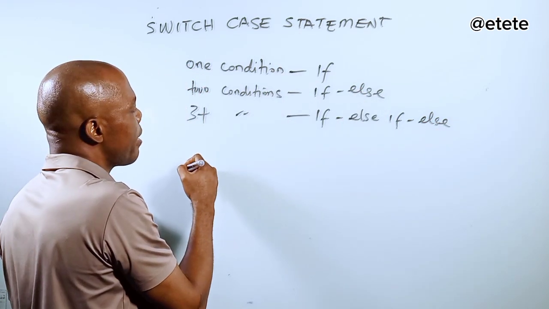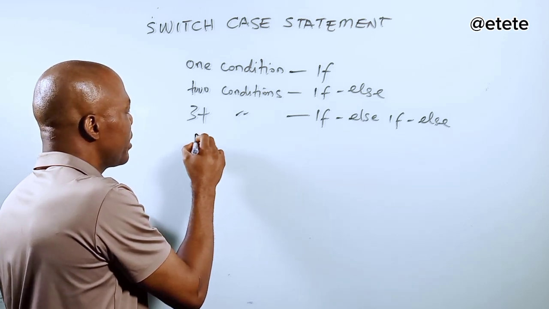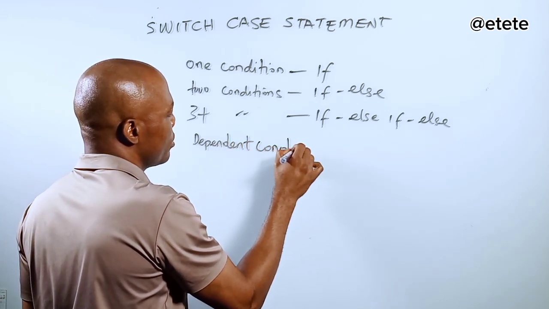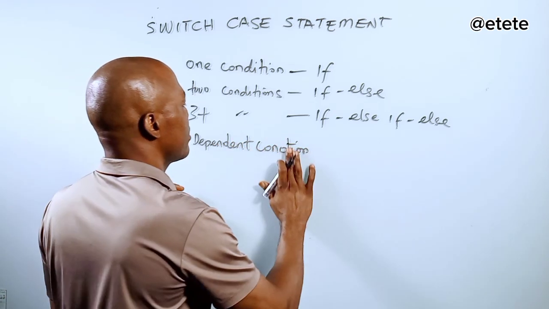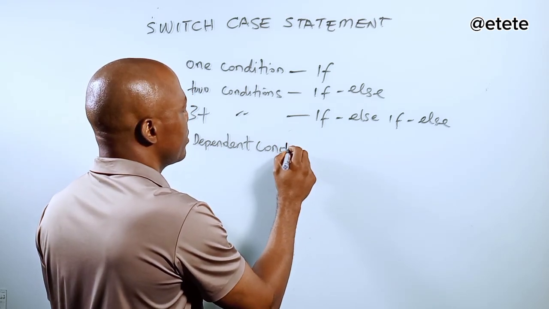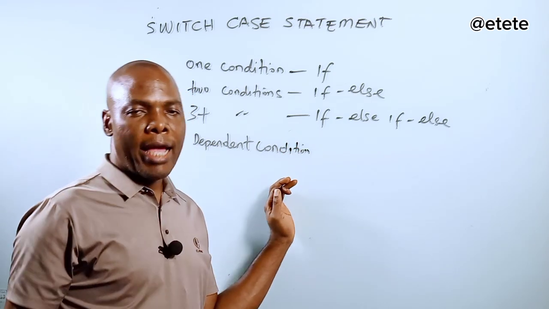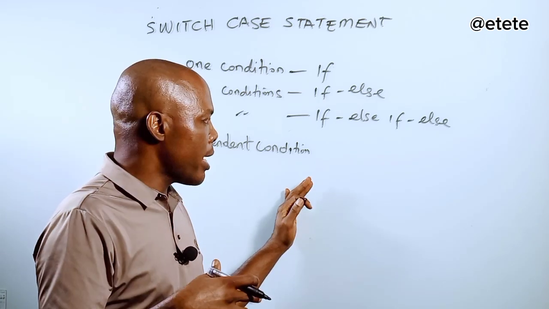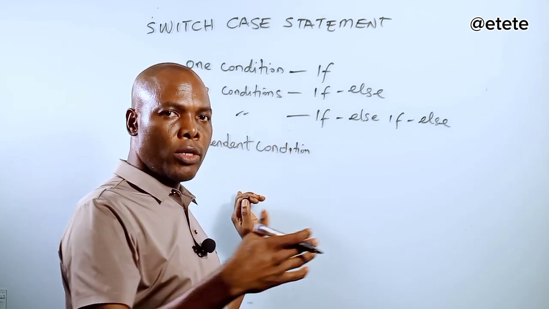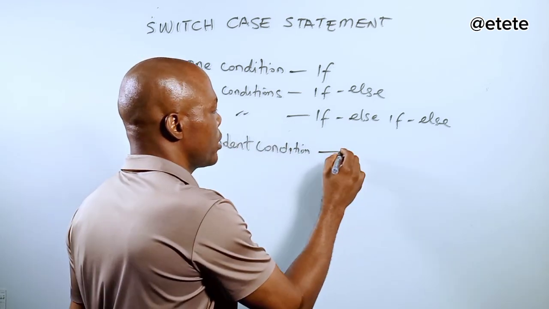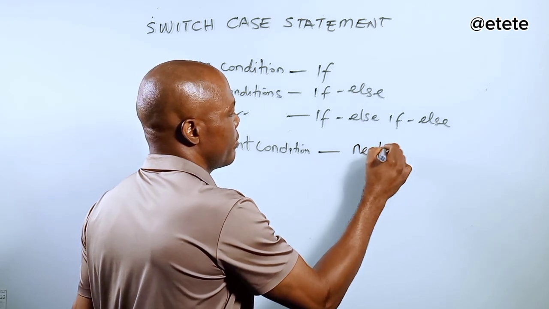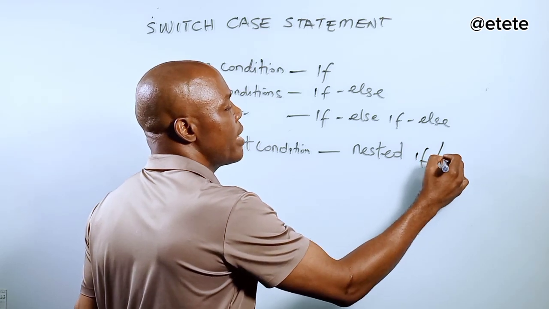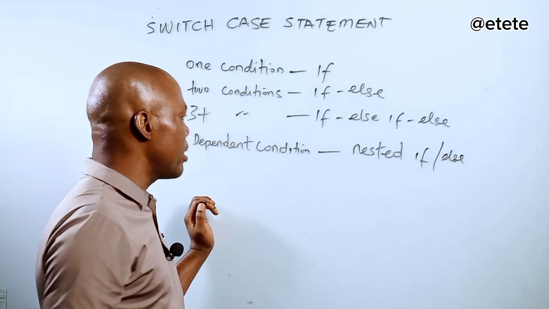Now, if you have dependent conditions, like I told you in the last class, dependent condition. Like the last class we did, we talked about the spirit, the soul, and the body, where the body is dependent on the soul is dependent on the spirit. In such case, you can use nested if or nested if else, like that statement.